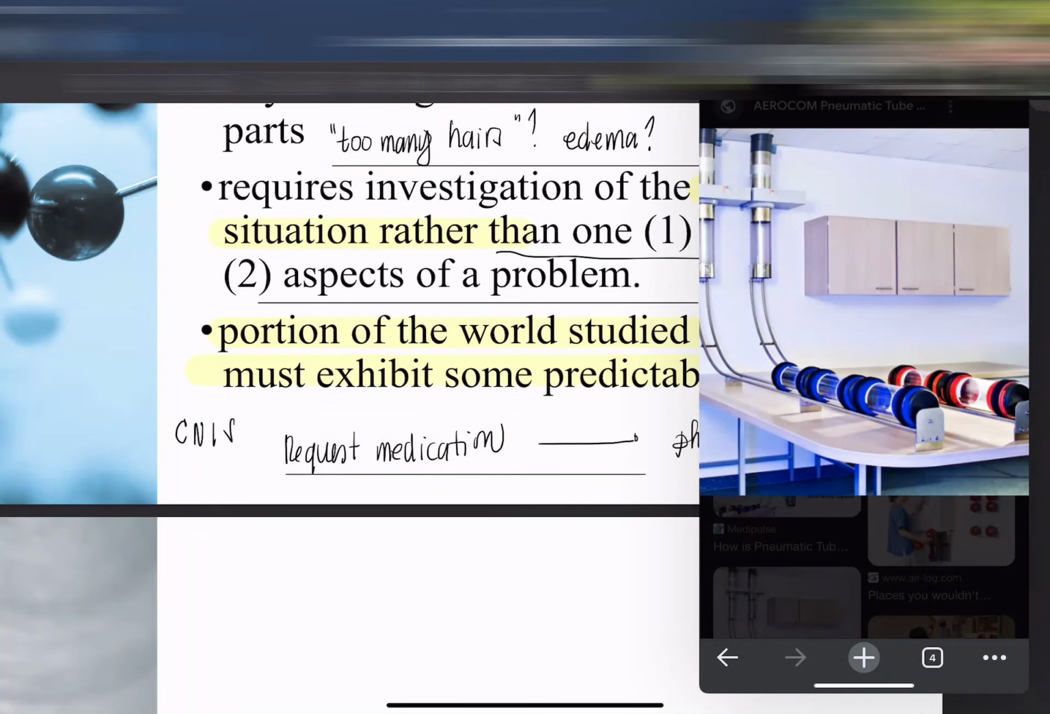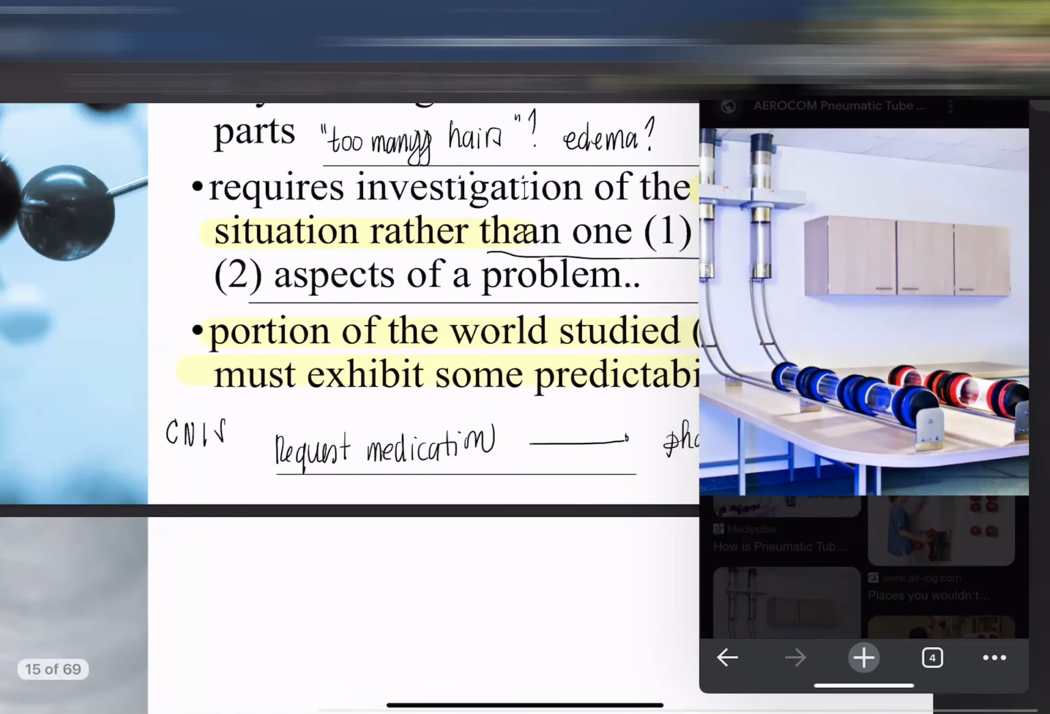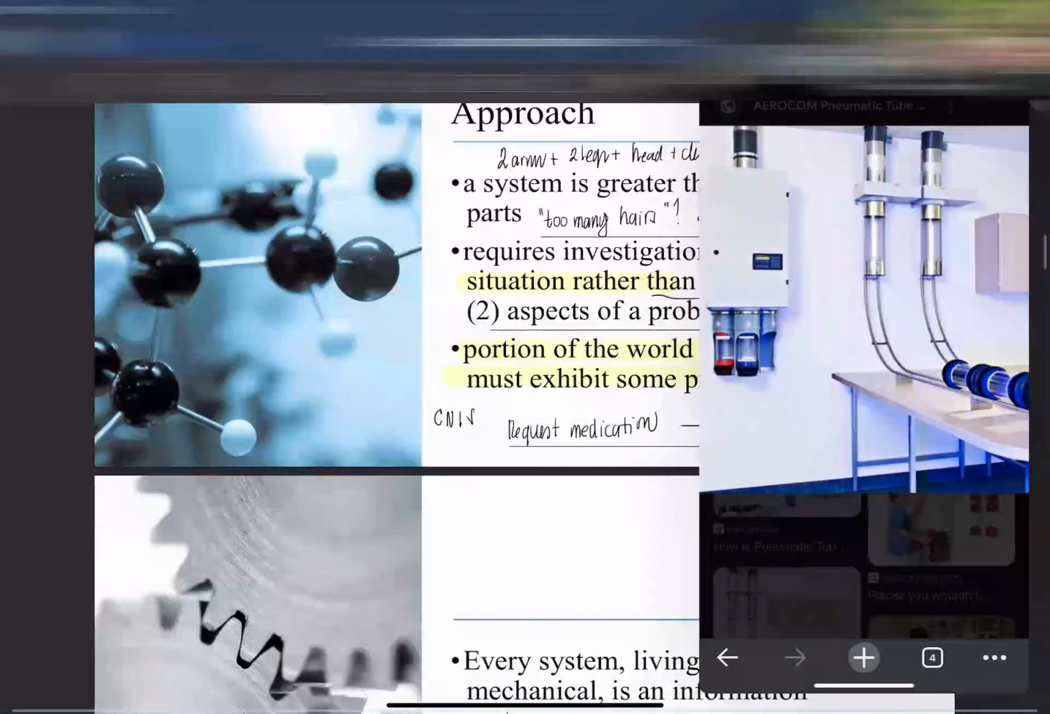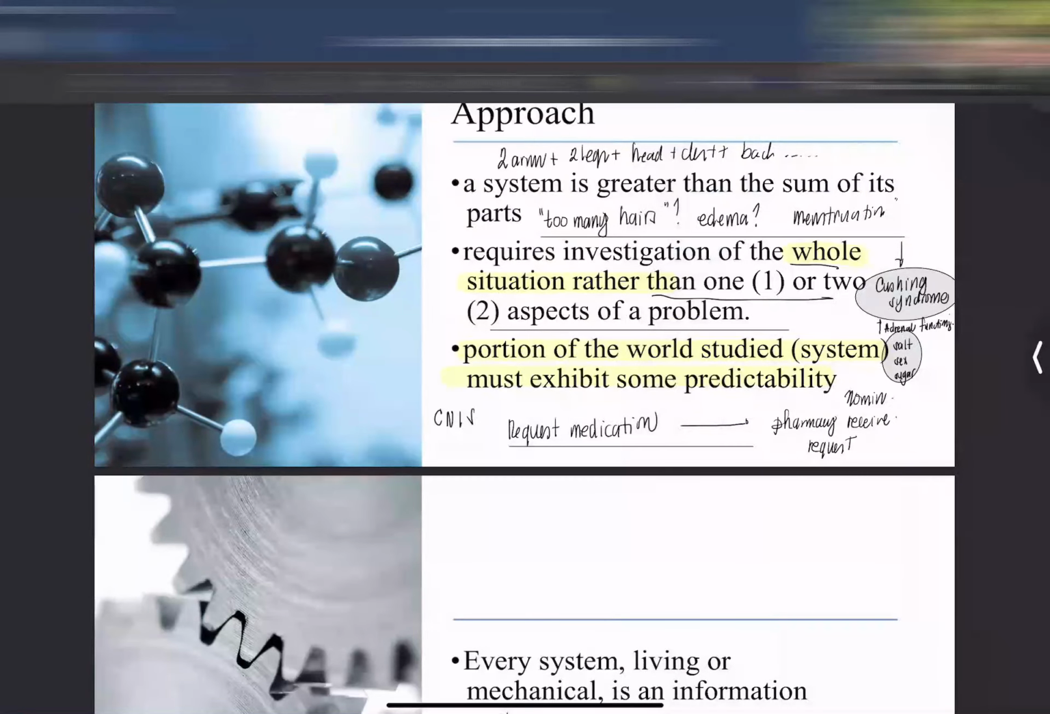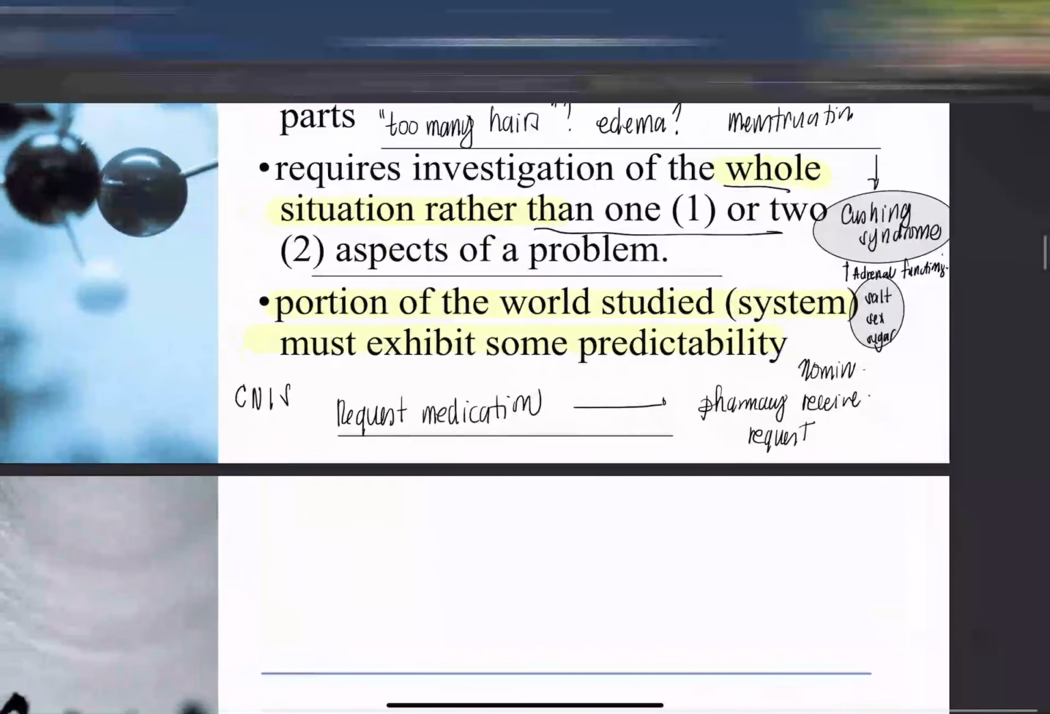Now, kasi class sabi natin may predictability. So kapag nag-request ka ng gamot, after 30 minutes or maybe within 15 minutes, you would expect that medication to be there already. Pag wala pa siya class after the time frame that you have agreed on, you need to follow up. You need to follow up because there is something wrong. It is not what you have predicted.